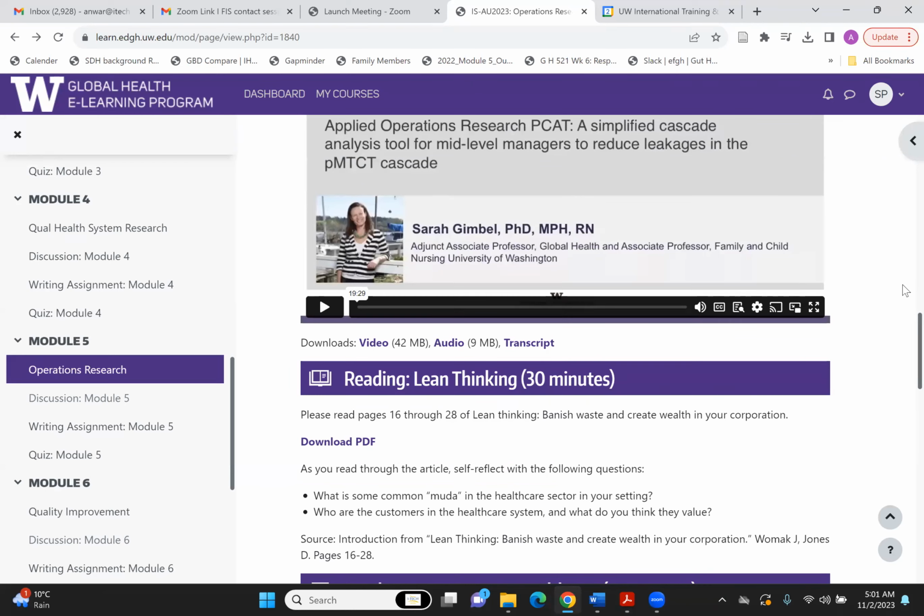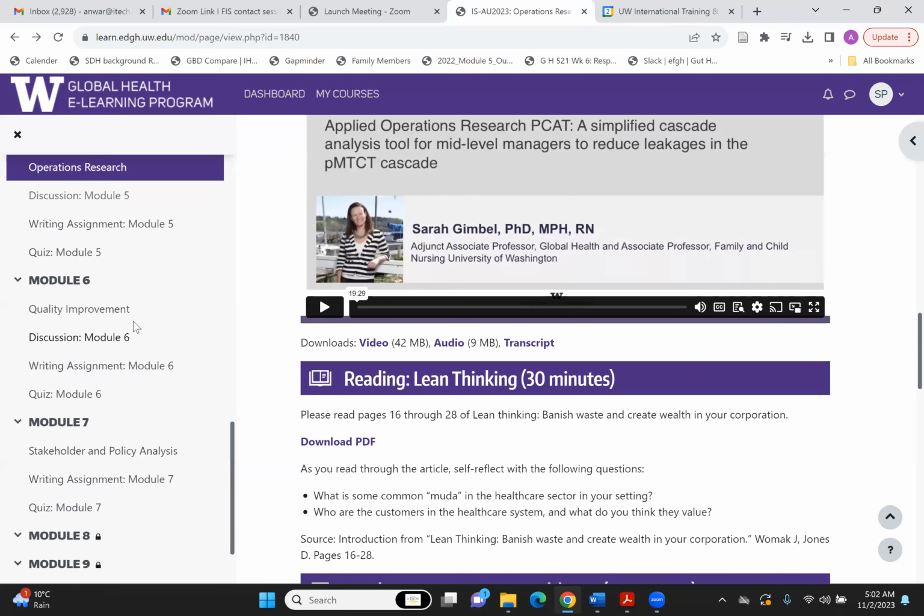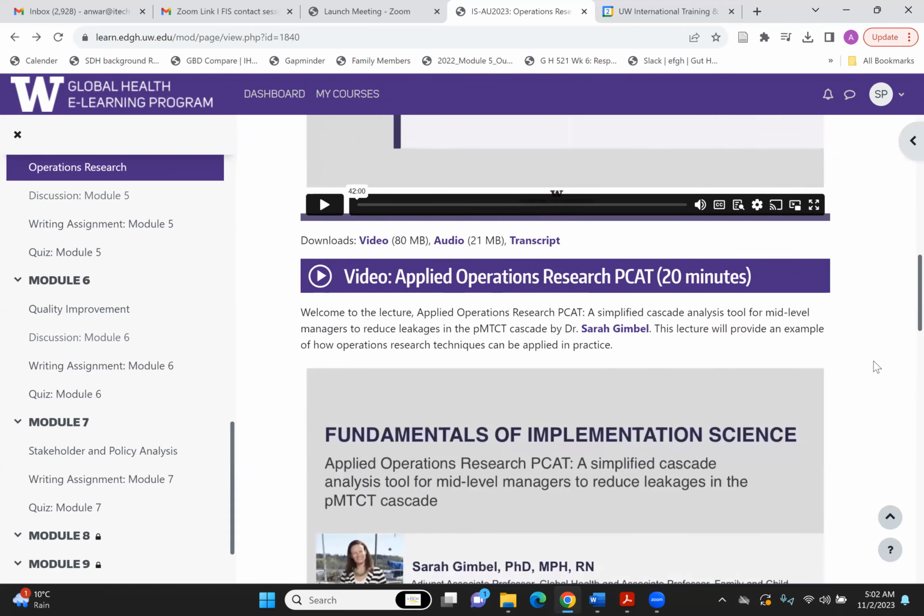Operations research is another method which is commonly used in implementation science to inform the best solution to solve implementation issues. Does anyone have any ideas about operational research?